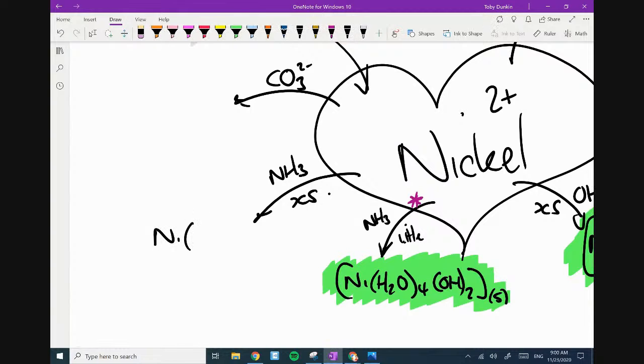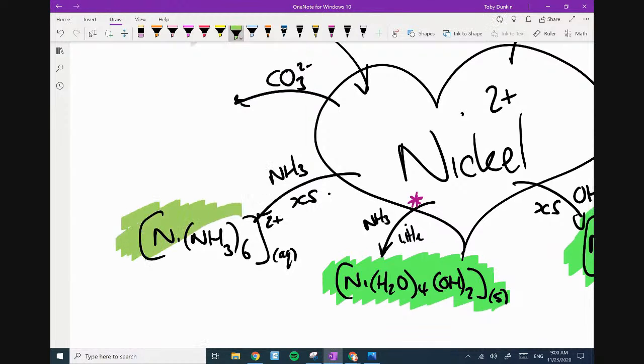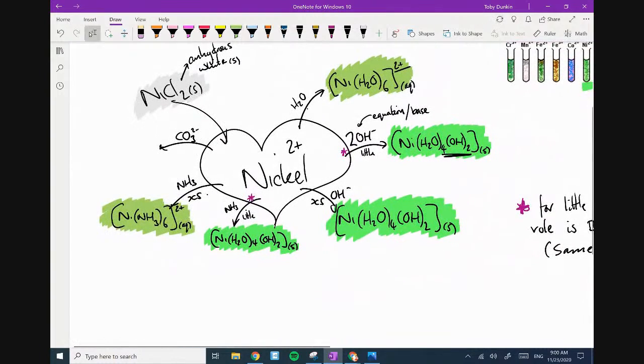There we go. Full swap. Full switcheroo. It gains its charge again. Therefore, it becomes aqueous and it forms a green solution. And it looks a bit like that again. There we go. Forms a green solution. So green, all the greens.